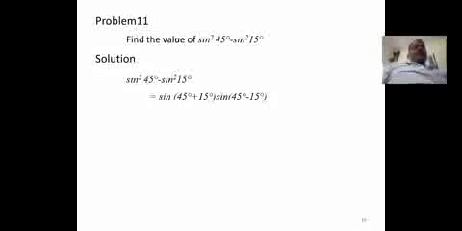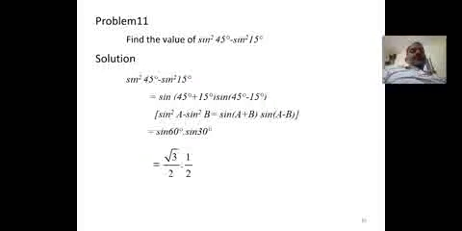Same formula, sine square a minus sine square b, is sine of a plus b into sine of a minus b. I take the LHS part as sine square 45 minus sine square 15. That is sine of 45 plus 15 into sine of 45 minus 15, because sine of a plus b into sine of a minus b is sine square a minus sine square b. Sine 60 into sine 30, where sine 60 value is root 3 by 2 and sine 30 is 1 by 2. So root 3 by 4 is the required result.